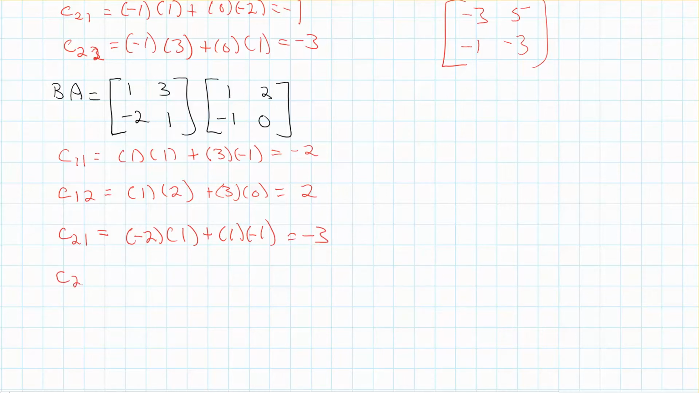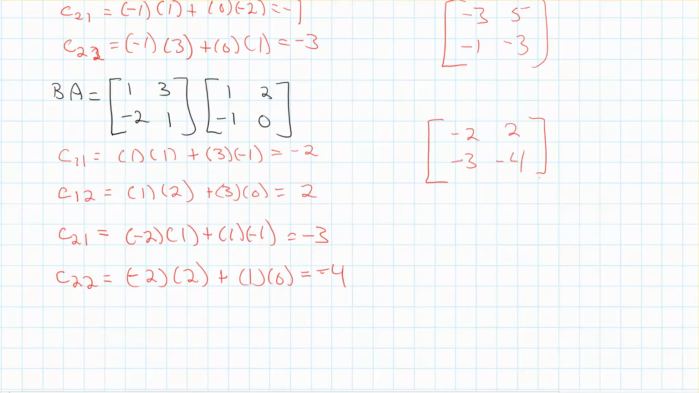And finally, C22. That'd be row 2, so negative 2 in column 2 times 2 plus 1 times 0, which would be negative 4. So I'm going to write the matrix here. So the answer would be negative 2, 2, negative 3, negative 4.